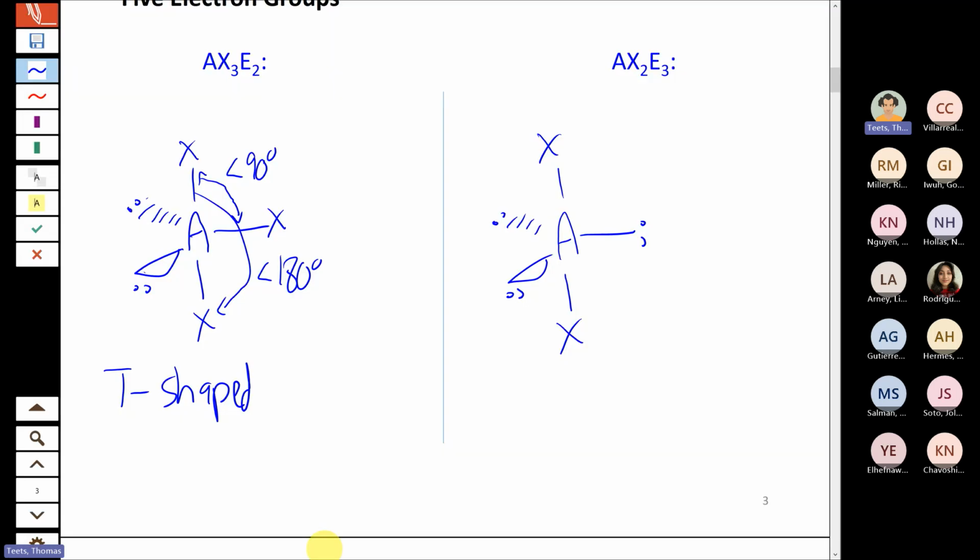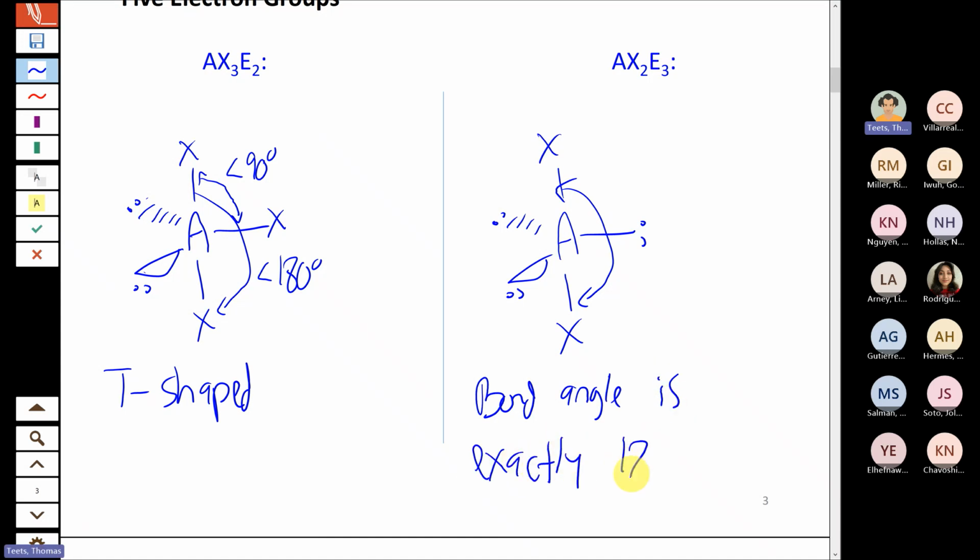So the bond angle here, which would be just this one angle, X-A-X, I'll write it out to make sure you're aware. This is exactly 180 degrees. So even though we have lone pairs here, there's no bond angle compression because they're pushing up and down with the same force basically, and so that keeps those 2 exactly 180 degrees apart.